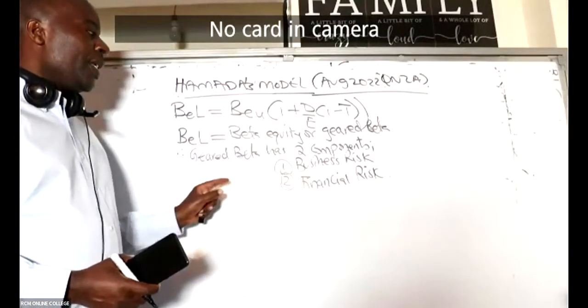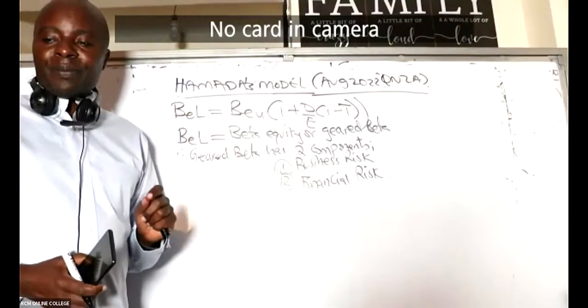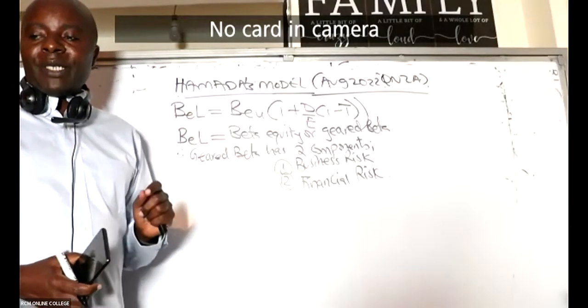Generally, beta is a measure of risk. Is a measure of what here? Risk. Beta is a measure of risk.